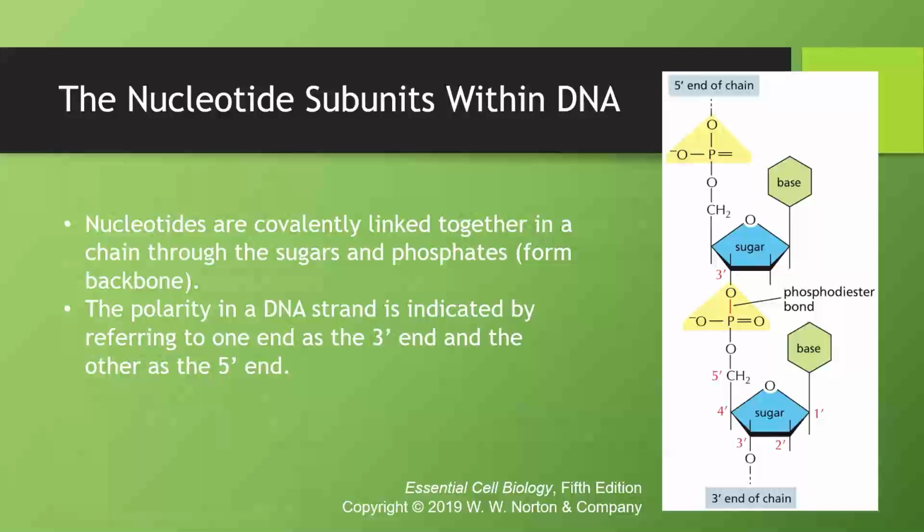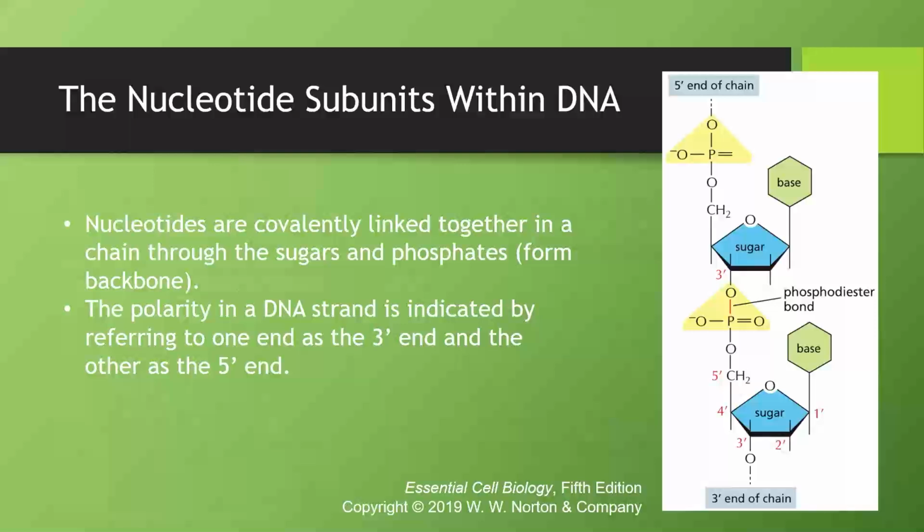I really like this image from the Essential Cell Bio book because it connects what you should be learning in organic chemistry. So if you count around the sugar molecule here, this would be our first carbon, second carbon, third carbon that has the oxygen here, hence the 3' end. If we keep counting, 4', 5', that CH2 group is what we would expect to find out here on the 5' end.